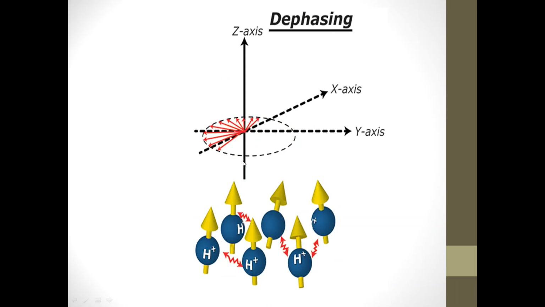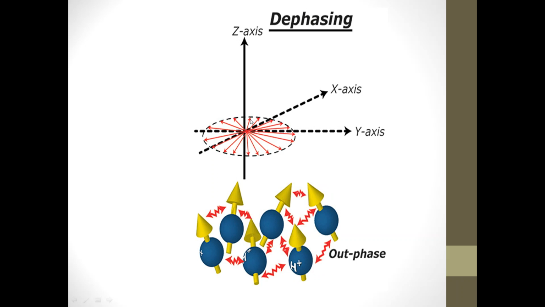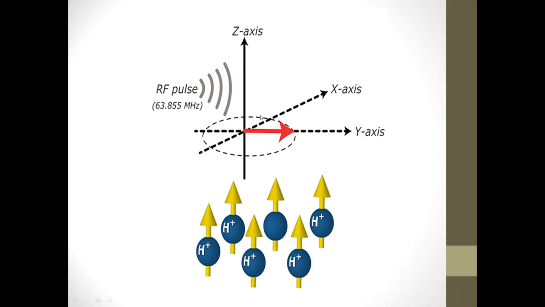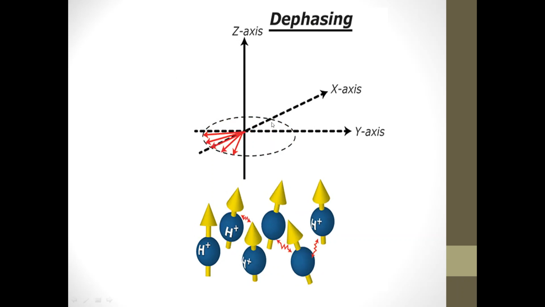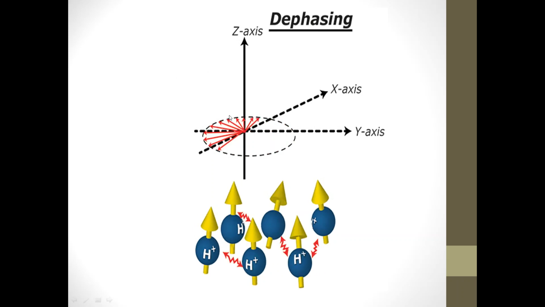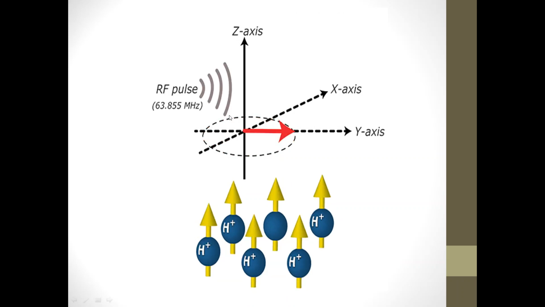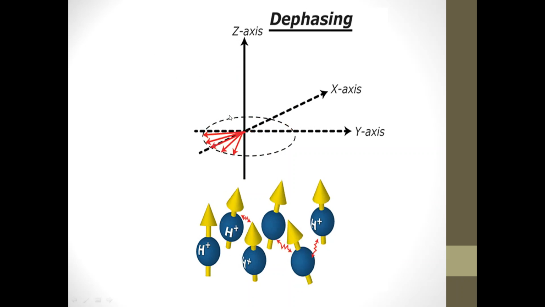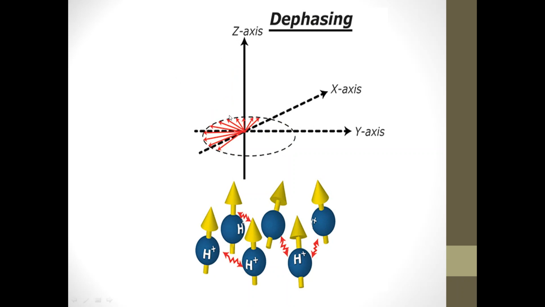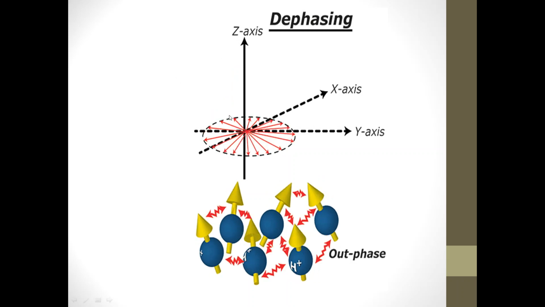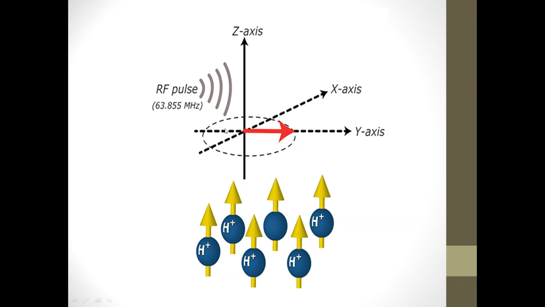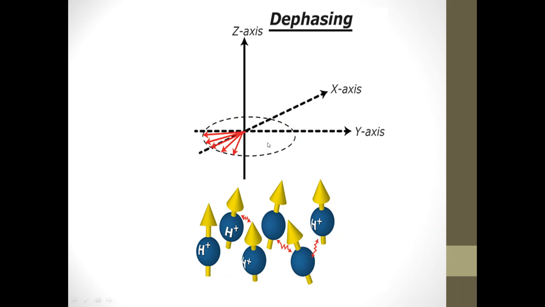If we record the signal at this time for different tissues, we'll find that certain tissue like fat, the dephasing of protons inside the fat will be faster than the protons of water, because protons inside the fat take a short time to decay, but water takes a longer time to decay. So you can differentiate between the magnetization coming out from the fat and the magnetization coming out from water.